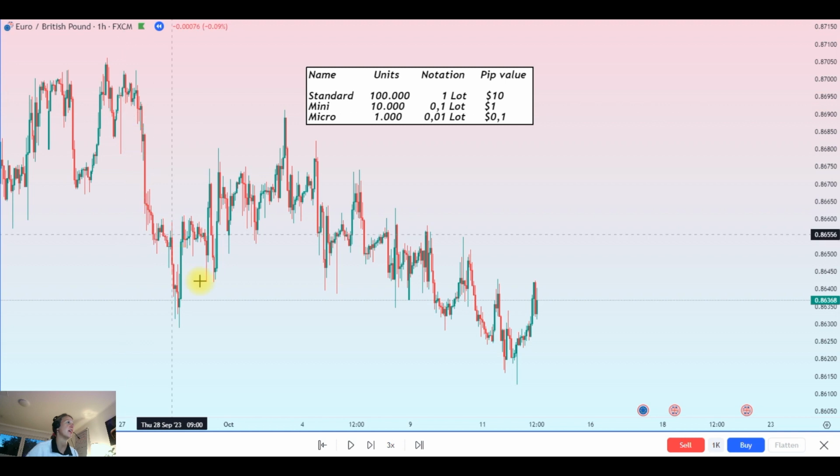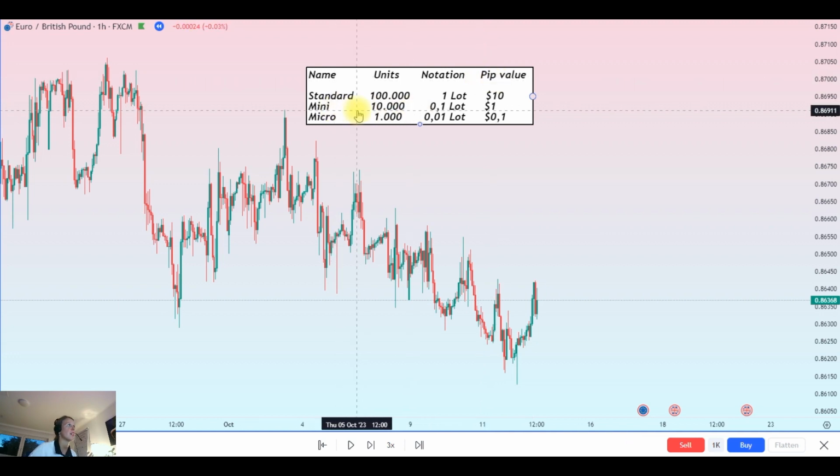Here we have an example. We're here, for example, in the Euro British Pound on the 1 minute chart. And I've written down a short reminder for you of what is what. So let's see. If you are trading a standard, this is a standard lot. So this means 100,000 units. This also means you're trading $10 worth per pip.